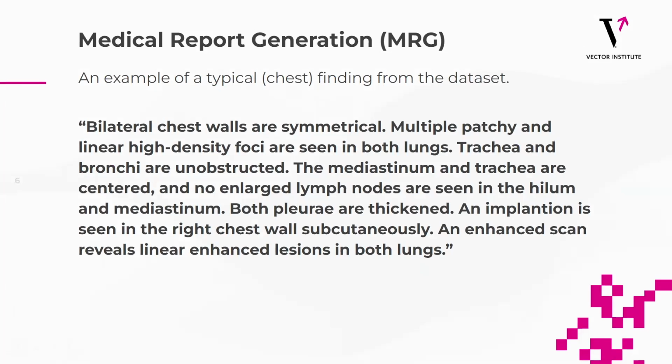This is just an example of a typical finding. This is a chest finding from the data set, and you can see it just mentions what the radiologist observed. It says bilateral chest walls are symmetrical, multiple patchy and linear high density foci are seen in both lungs, and it goes on about the other organs.